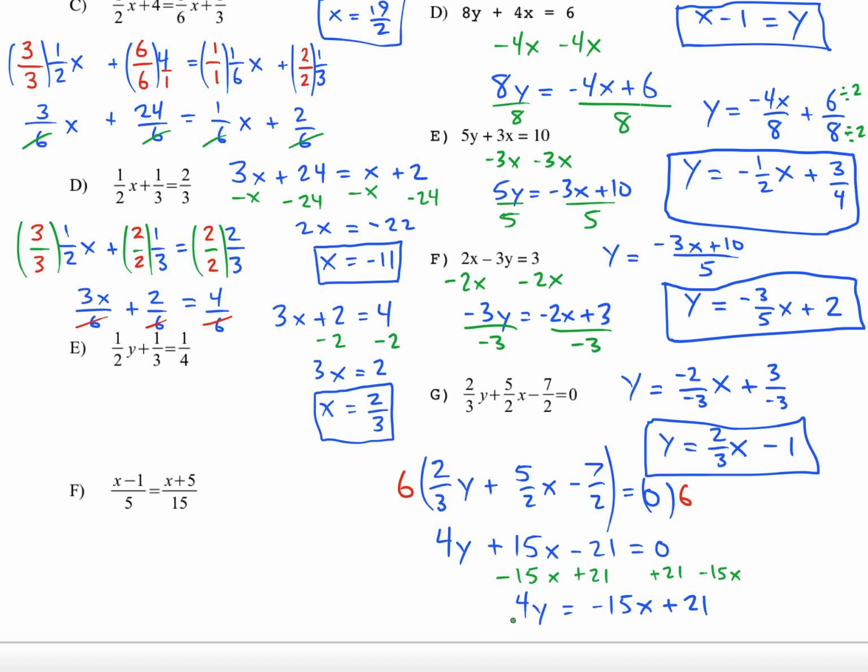Finally, divide by 4. But you've got to do it to all terms. So we get y equals negative 15 fourths x plus 21 fourths.